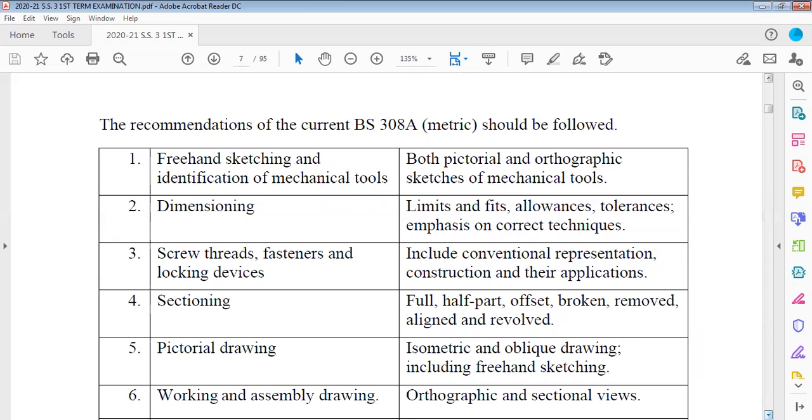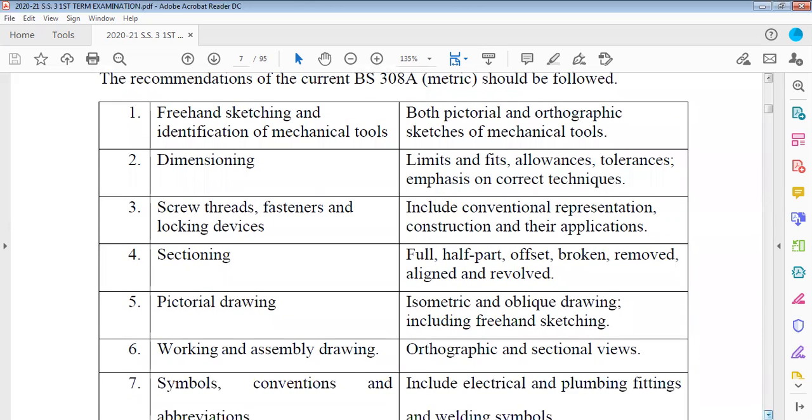Then screw threads, fasteners, and locking devices. Very, very important. You must be able to identify the conventional symbols, the construction and the applications of the threads, types of threads. You need to know the use of threads and fasteners. You must be able to know that.